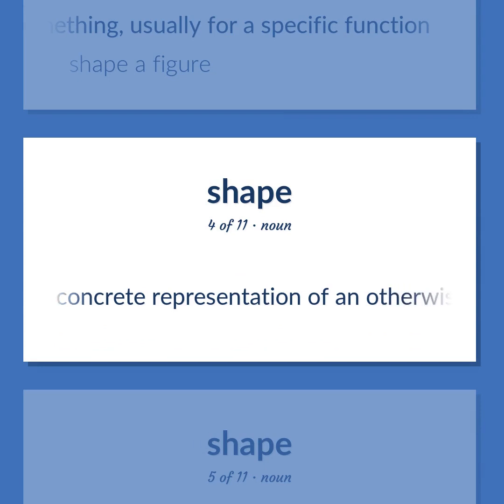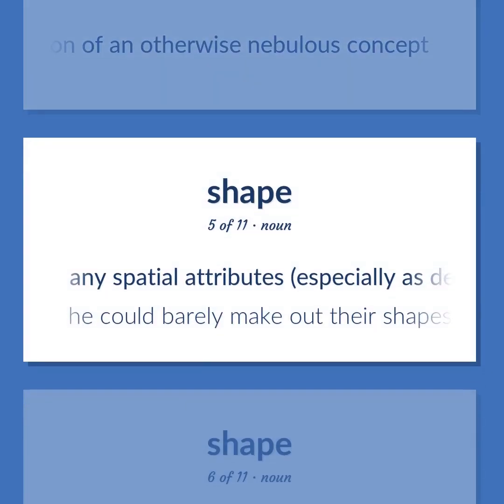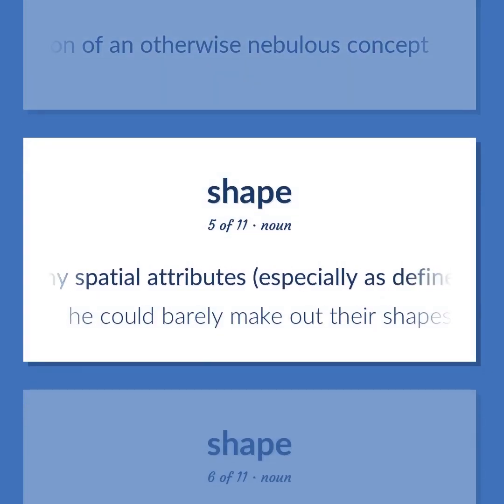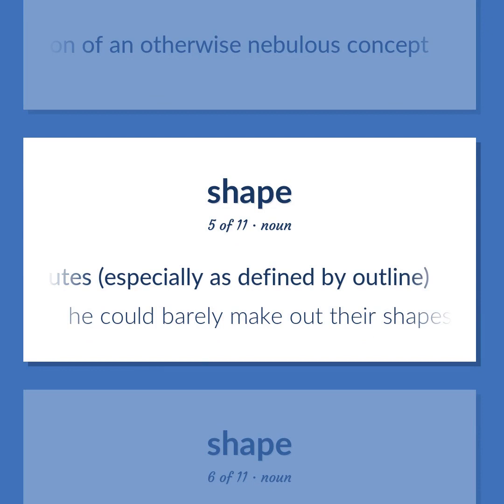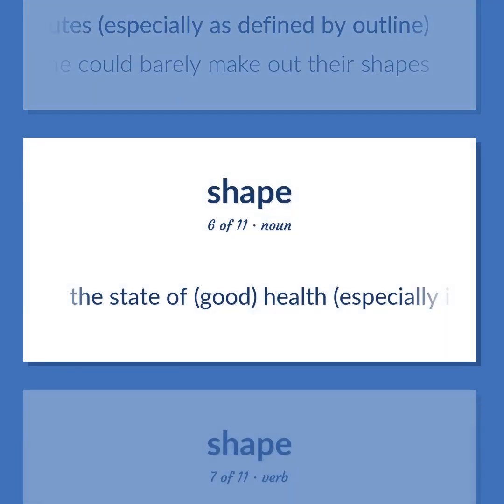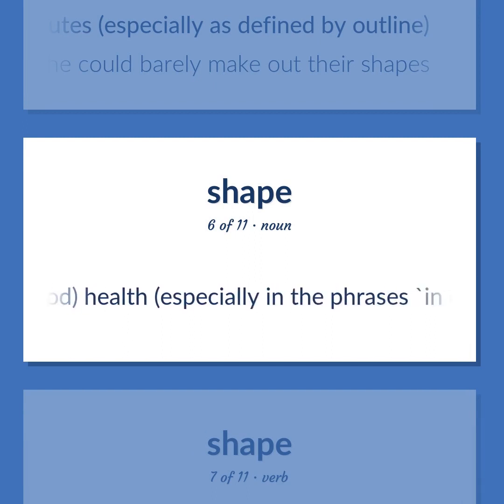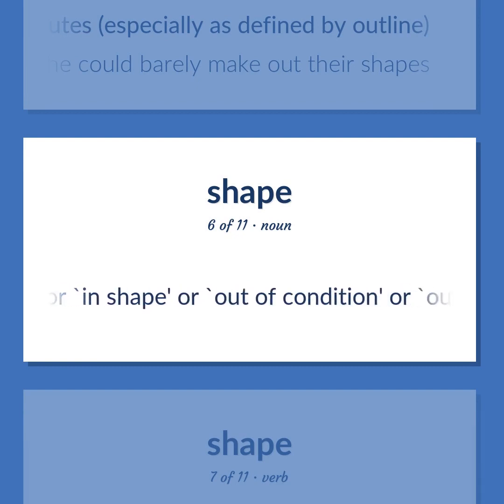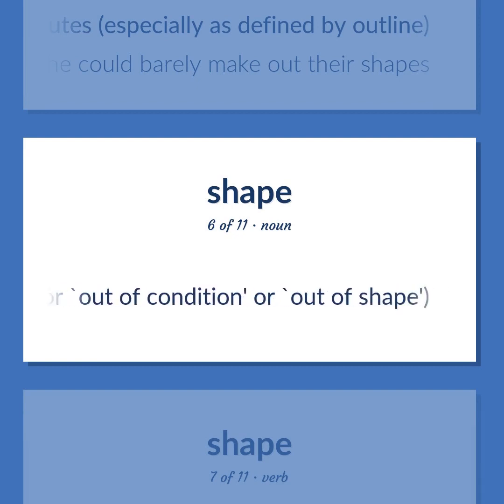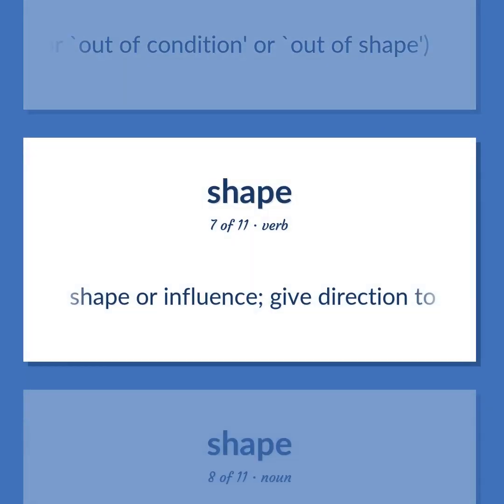A concrete representation of an otherwise nebulous concept. Any spatial attributes, especially as defined by outline. He could barely make out their shapes. The state of good health, especially in the phrases in condition, or in shape, or out of condition, or out of shape. Shape or influence. Give direction to.